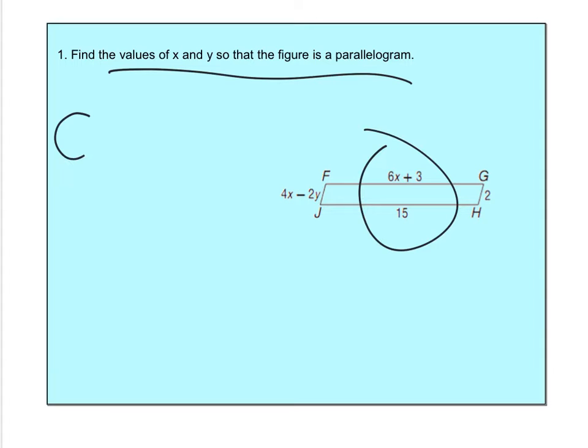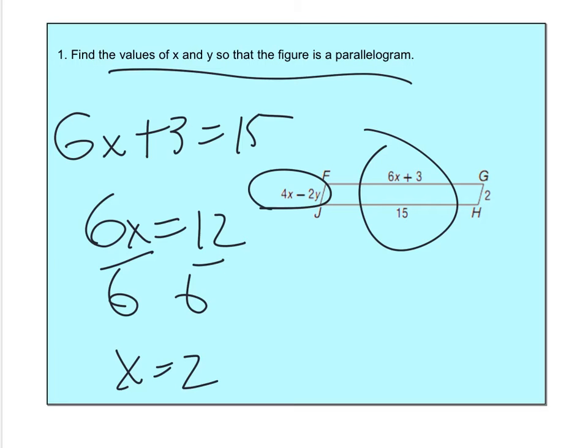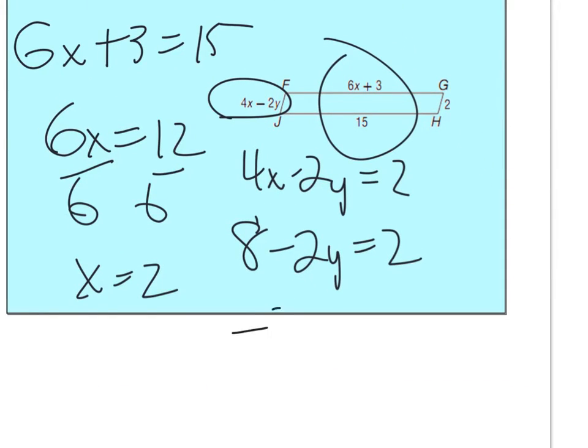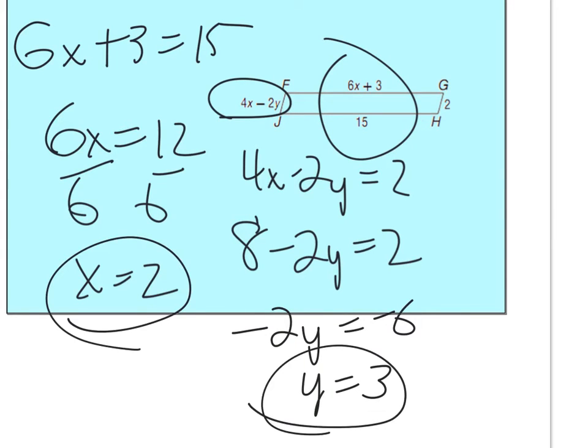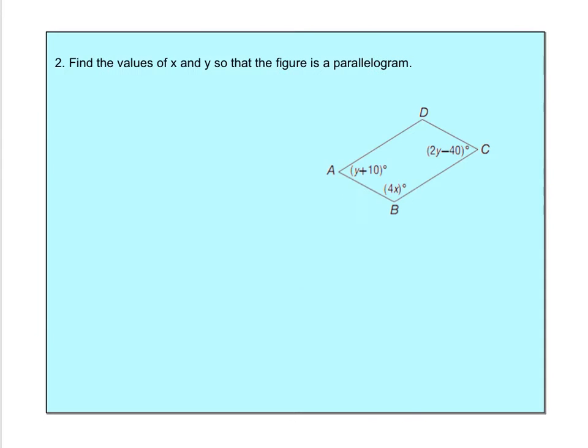Well, 6x plus 3 has got to equal 15. So 6x equals 12, x equals 2. So when I put that in here, 4x minus 2y equals 2. So 8 minus 2y equals 2. Negative 2y equals negative 6. So y is going to equal 3. So x equals 2, y equals 3. Boom. And I know that because in order to be a parallelogram, these two have to be equal. These two have to be equal, so I just use that information to solve the problem.